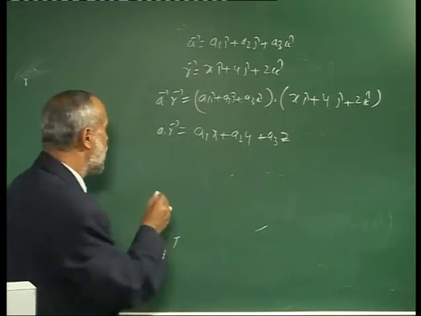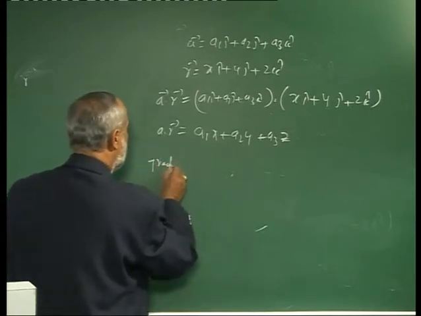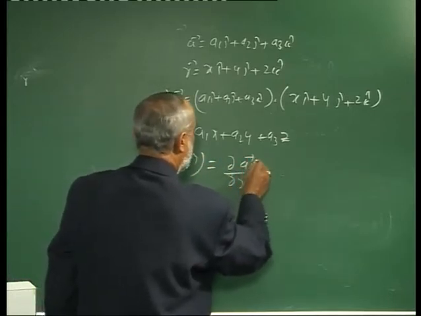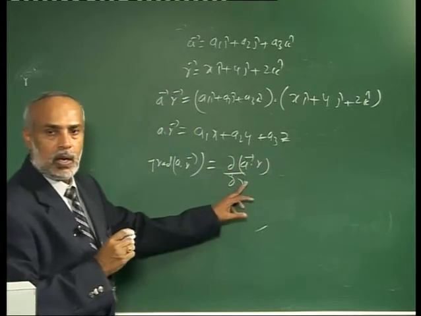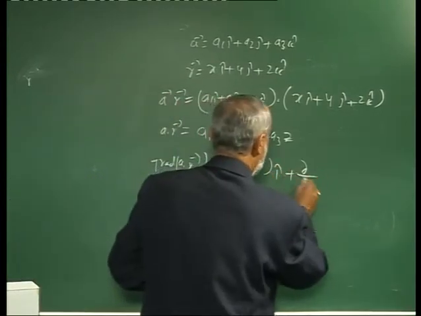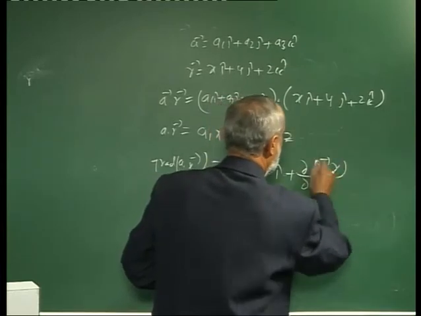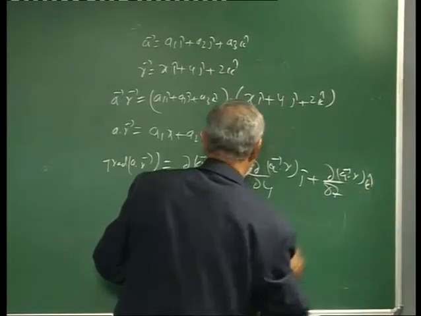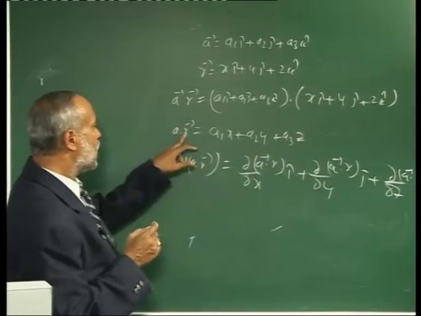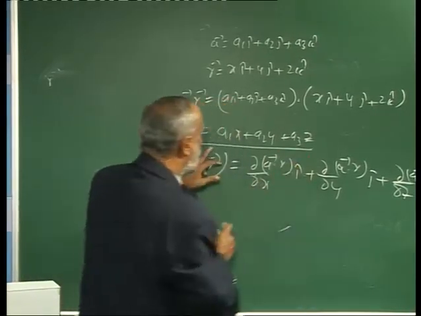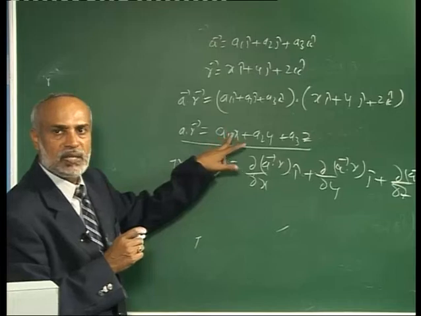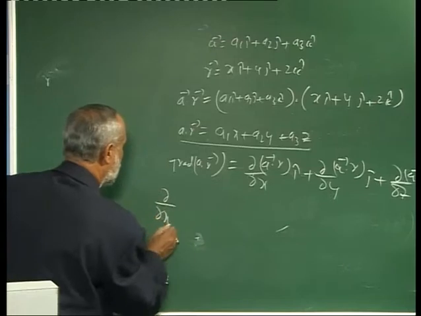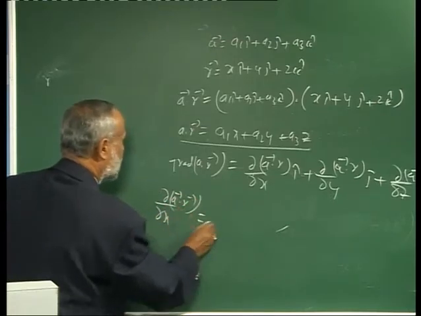Now your intention is to find del, that is, the gradient of a vector dot r vector. You have to find dou by dou x of a vector dot r vector into i cap, plus dou by dou y of a vector dot r vector into j cap, plus dou by dou z of a vector dot r vector into k cap. Now a vector dot r vector, you can differentiate partially with respect to x, y, z.